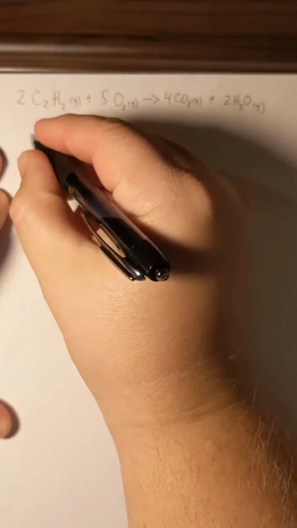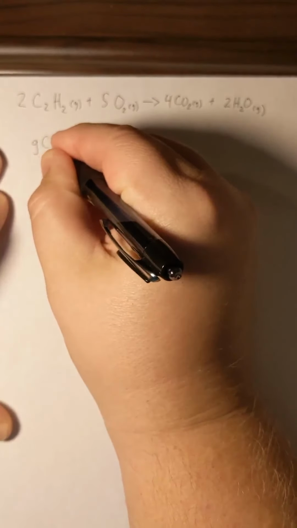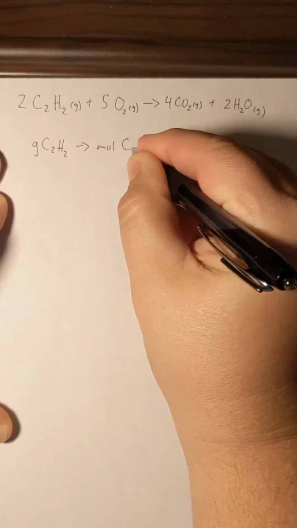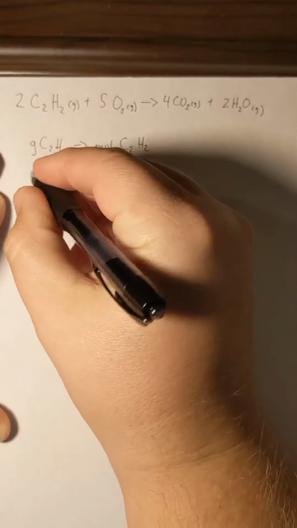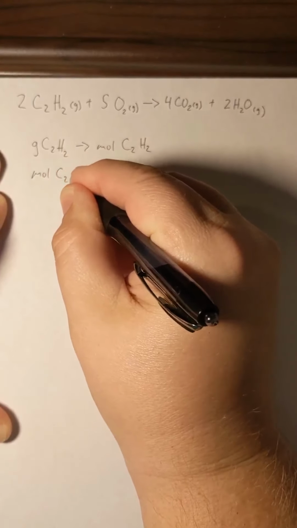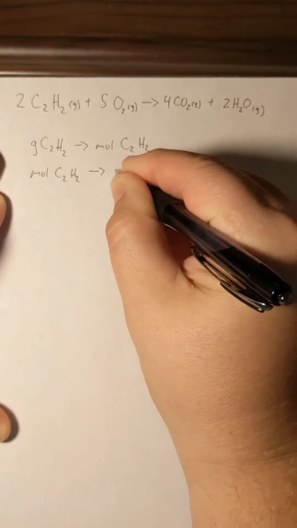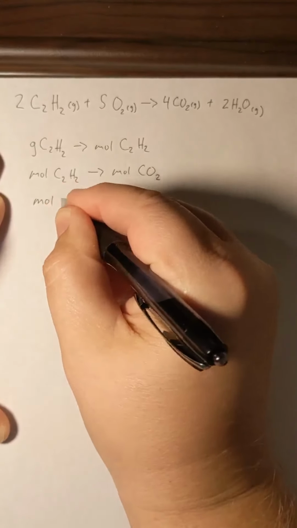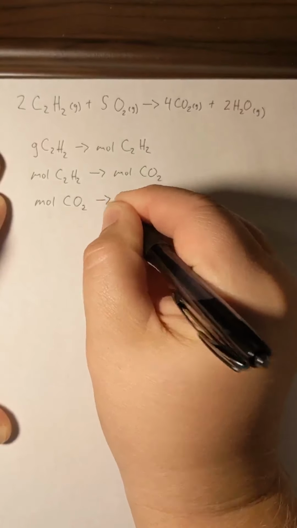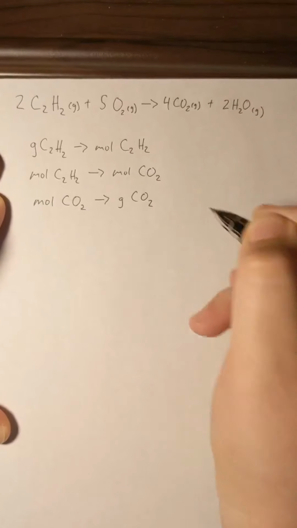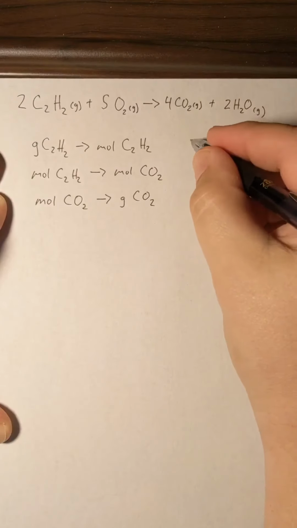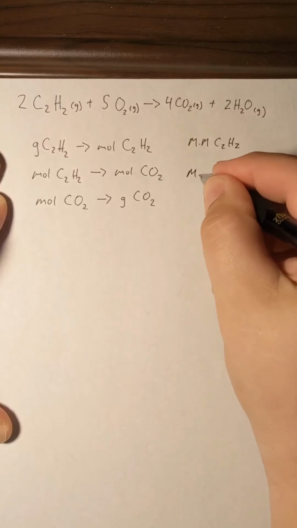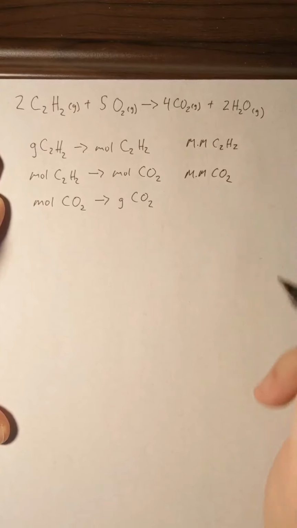So our plan is going to be, we'll go grams of C2H2 into moles C2H2, moles C2H2 into moles of CO2, and then lastly, moles of CO2 into grams of CO2. And so we will need the molar mass of C2H2 and the molar mass of CO2.